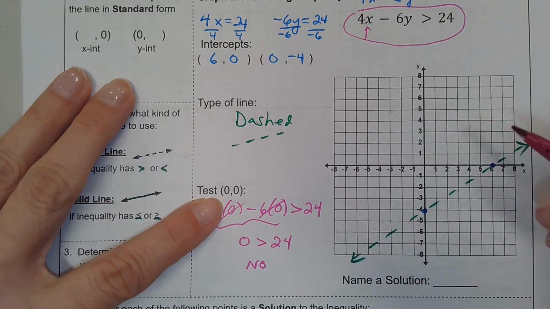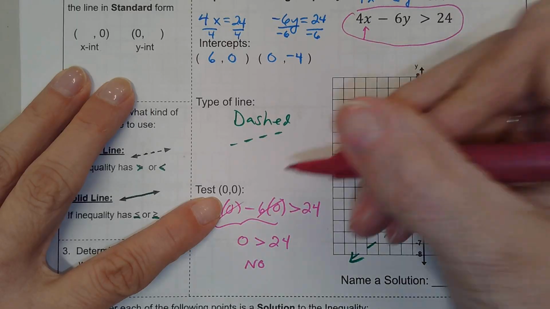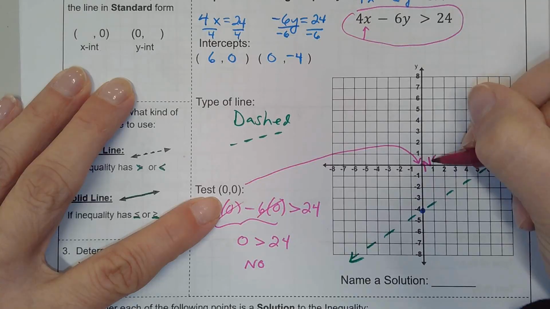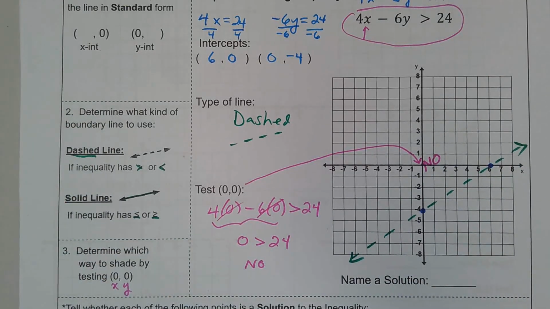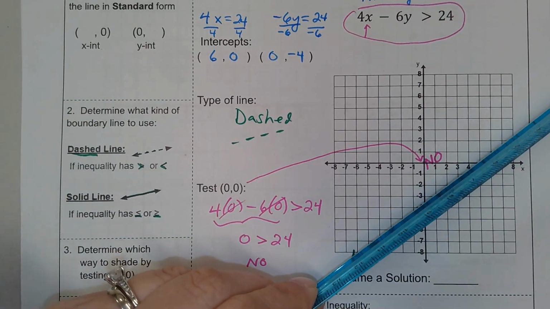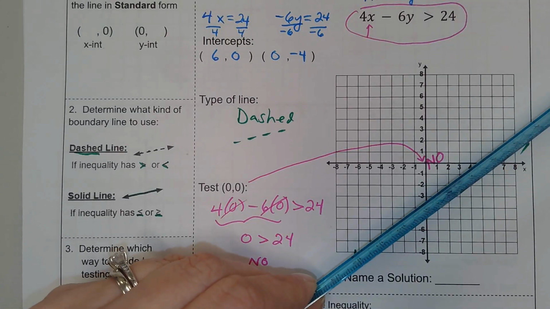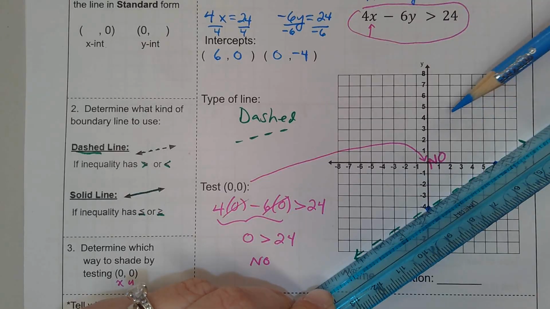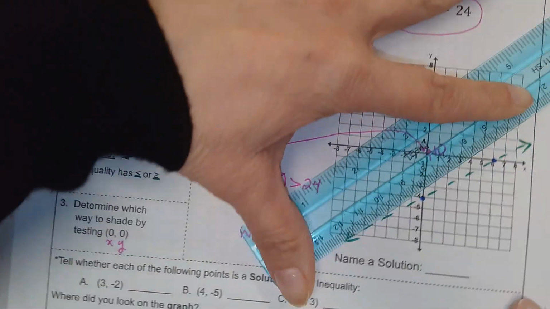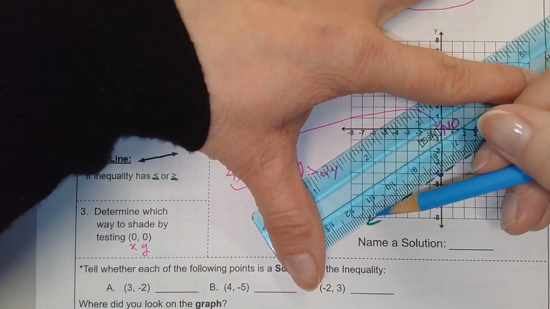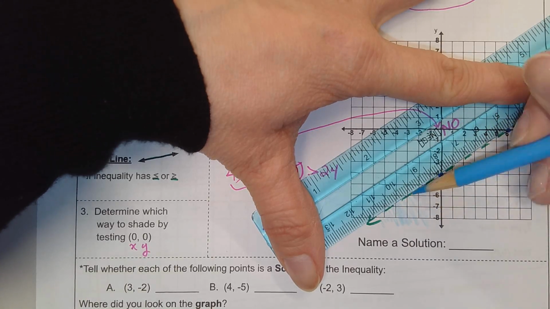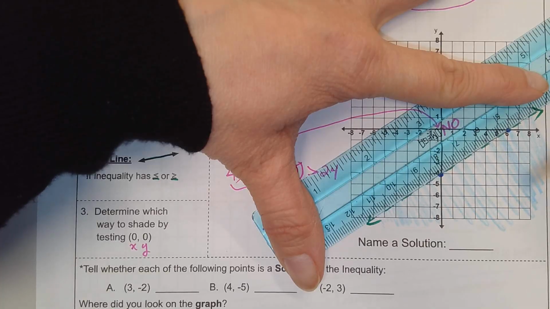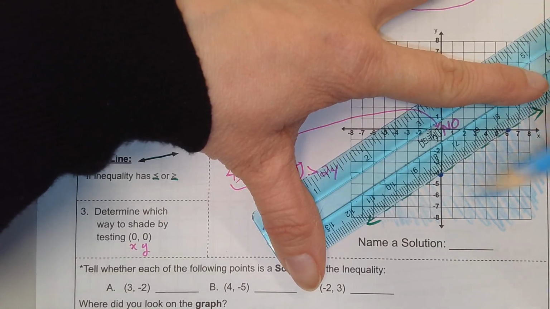And the answer is no. So (0, 0) is right here on the origin. Right here, I'm going to say no. And so I'm looking at this line, and I'm trying to figure out which way I'm going to shade. Should I shade this way? No. I'm going to shade on this side of the line. So you have to color everything on the graph paper that is below that side of the line.